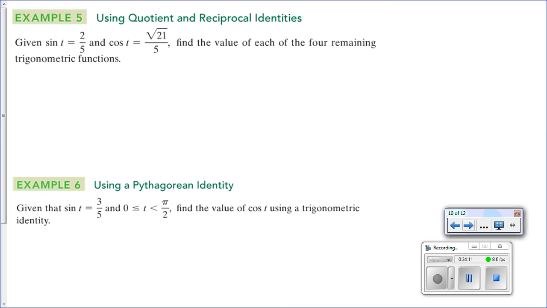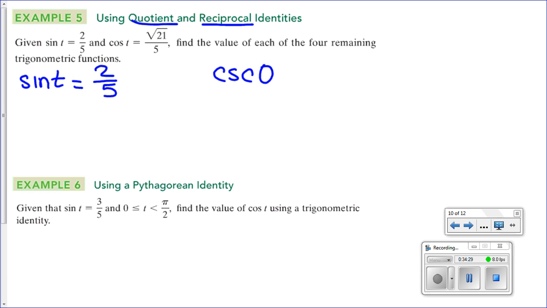All right, now, using those identities, the quotient and the reciprocal, we're going to find the trigonometric functions here. So remember quotient and reciprocal, all right? So we already have sine of t is equal to 2/5. So since cosecant is the reciprocal for that, what will that be? Pretty easy. We just flip them. So what is it, Brandon?